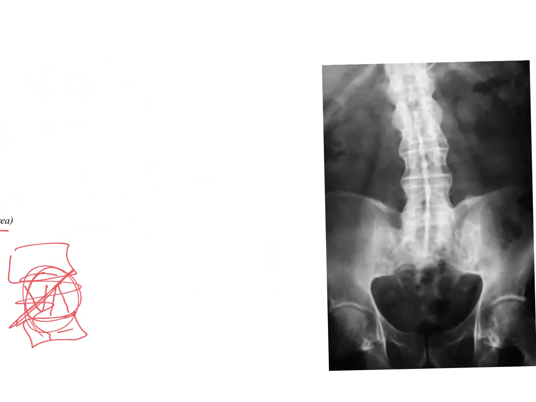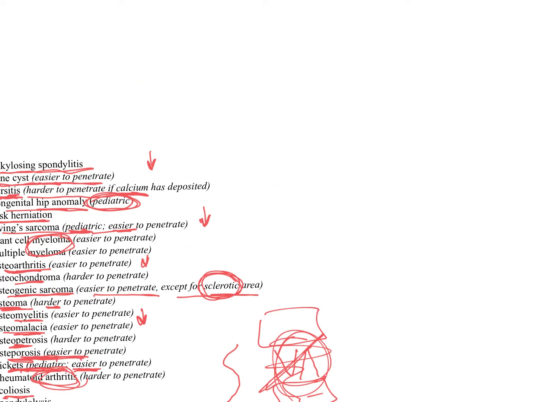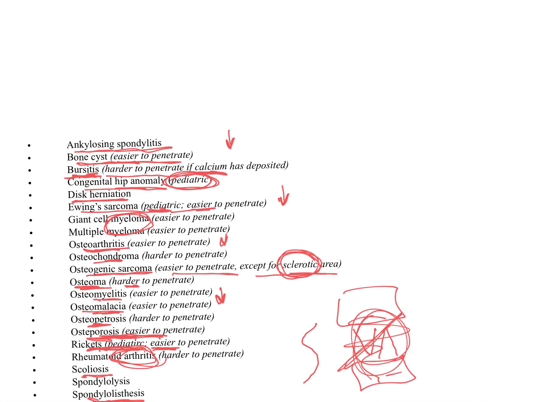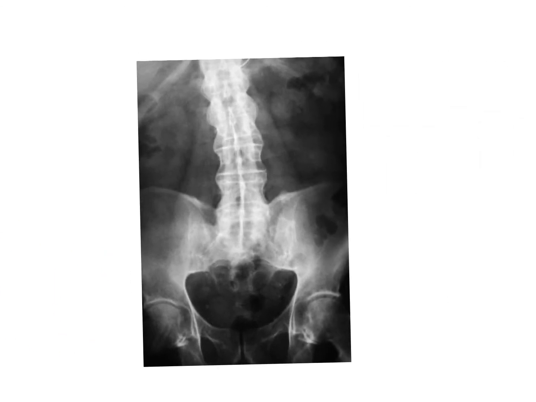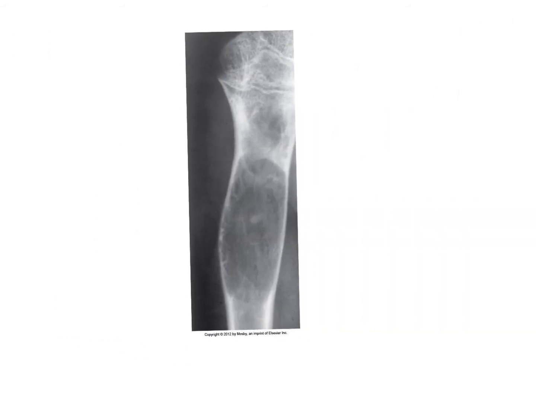So let's go ahead and take a look at a few x-rays. This is going to be our ankylosing spondylitis that we saw there at the top of the list. And we can see here the bones have started to fuse together. Instead of seeing a clear disc space here, they have started to outgrow or do an outgrowth and start to fuse together.